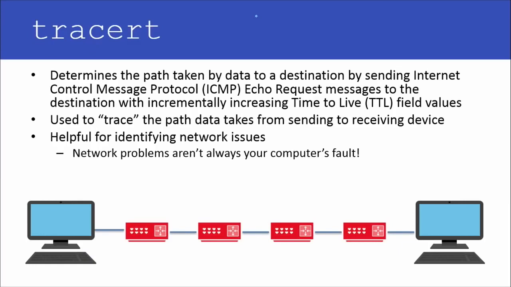Next one's traceroute. So tracert is what it looks like, but we call it traceroute. It determines the path that data is going to take to a destination, typically across the internet or across a wide area network, by sending those same echo requests that we use with ping, but they have an incrementally increasing time to live field value. So there's a little extra data attached to those ICMP echo requests. We use it to trace the path data takes from a sending to a receiving device.